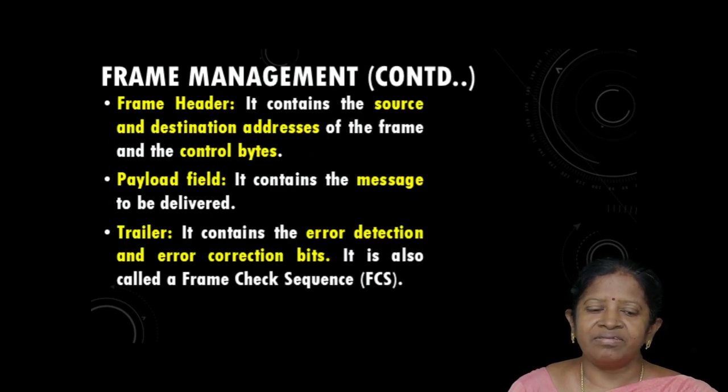What are the contents of the frame header? The frame header usually contains the source and destination system addresses. In addition, we have some control bytes. The payload field contains the data received from the network layer. The trailer contains the information for error correction and error detection.